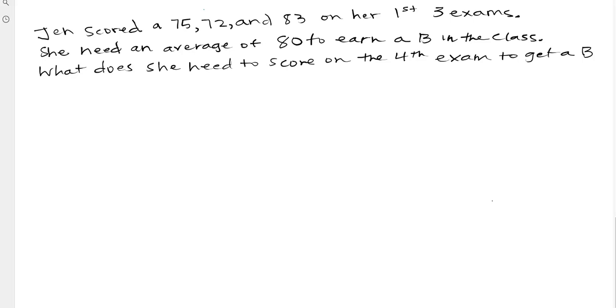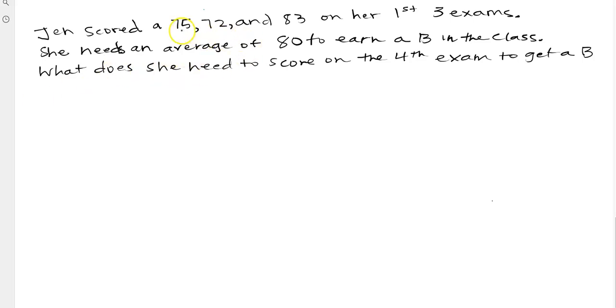Okay, one of the story problems that tends to show up a lot on quizzes and exams is one like this. Jen scored a 75, 72, and an 83 on her first 3 exams. She needs an average of 80 to earn a B in the class. What does she need to score on the 4th exam to get a B in the class? This is a really good one, and like I said, it shows up a lot on quizzes and exams.